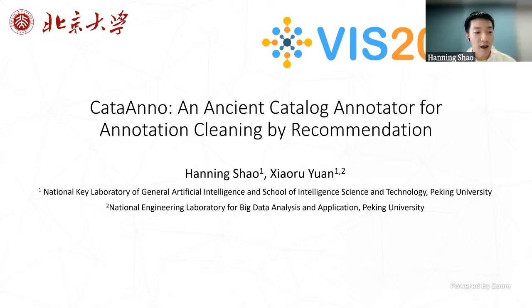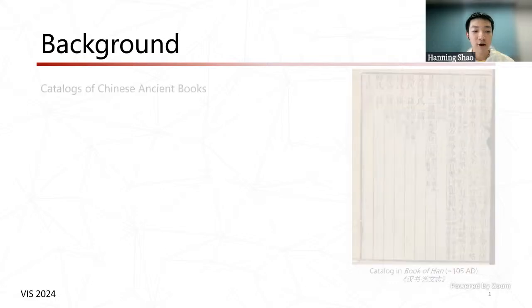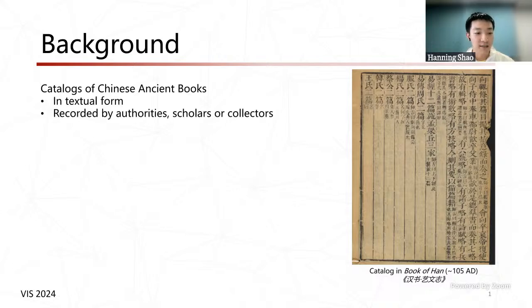Hello everyone, I'm Hanning Shao from Peking University, and I'm glad to introduce our work, Catalog Annotator, an Ancient Catalog Annotator for Annotation Cleaning. First, I would like to show you the catalogs of Chinese ancient books, like in this picture. They are in textual forms and were recorded by the authorities, scholars, or individual collectors in ancient times. And you can see that each sentence here records one type of book, like this one.